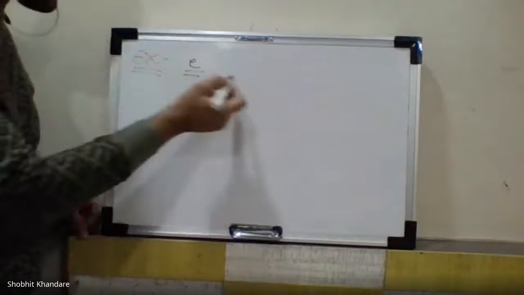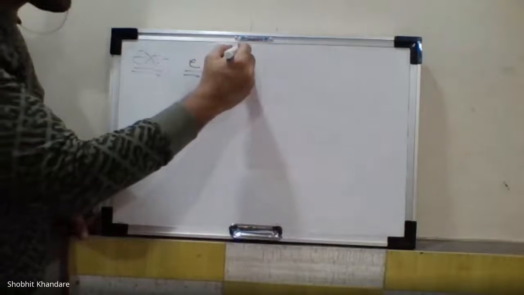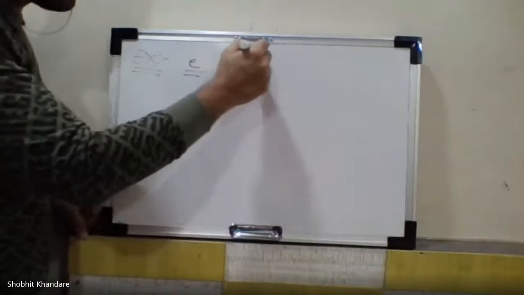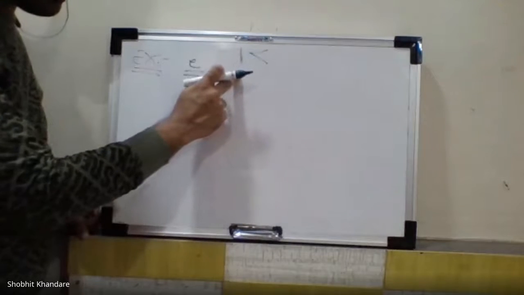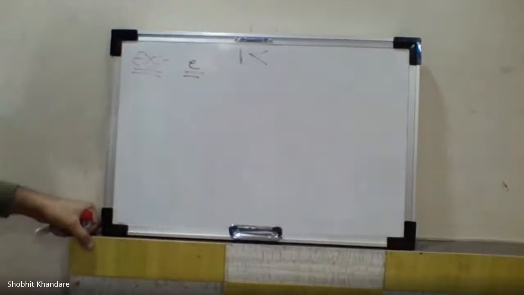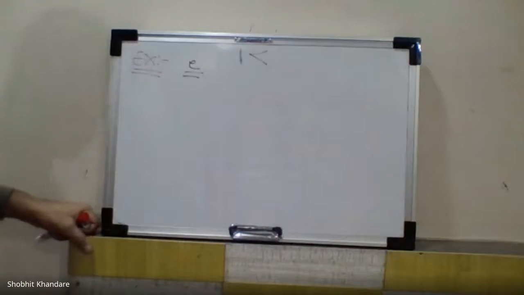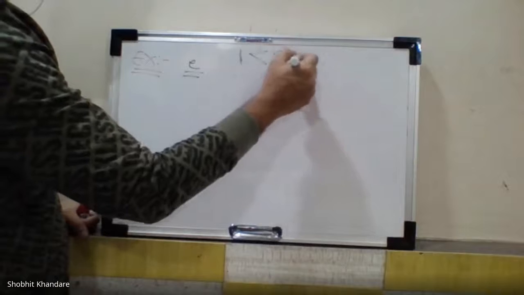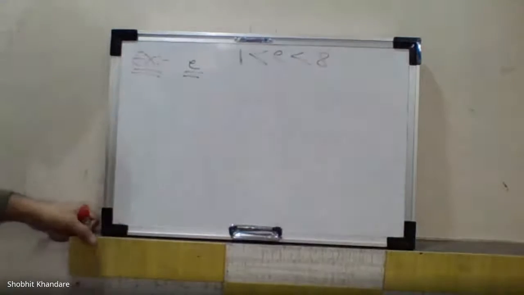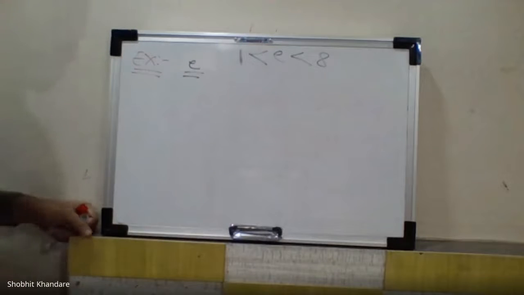This is a random selection. The two conditions which we have: it should be in between 1 and phi of n. Am I right? It is 1 and phi of n. And what is phi of n? We have got n, so your E value should be in between 1 and 8.